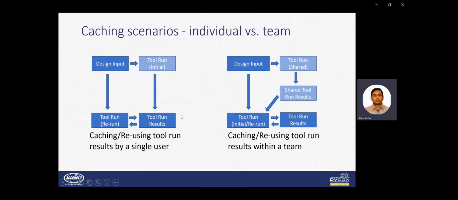The difference when you come to a team environment is that even for the cold miss that we talked about for the very initial run, you might have somebody or some infrastructure that actually ran this tool already. So you could use that as a shared tool run result even for your very first run. Subsequent runs can continue using that, and it can also use your own run as a designer. So that's where individual run versus team environment comes into play.